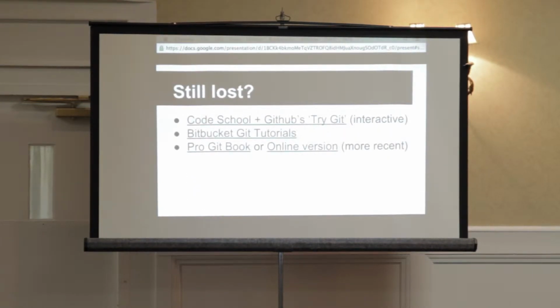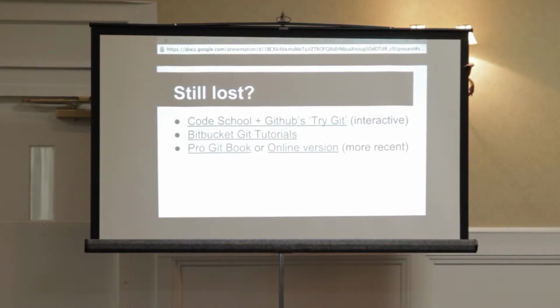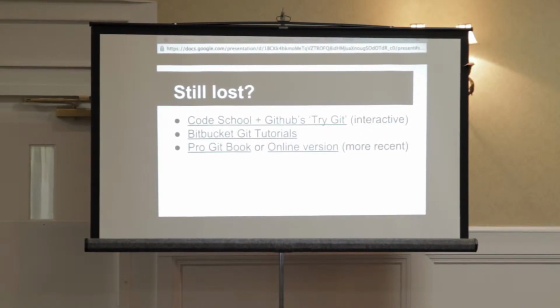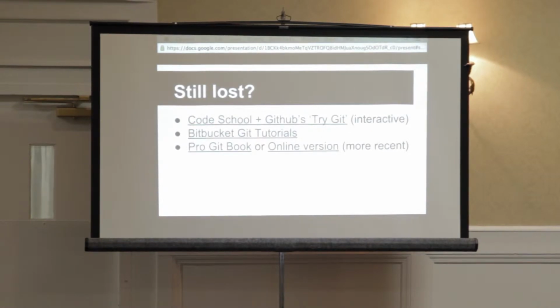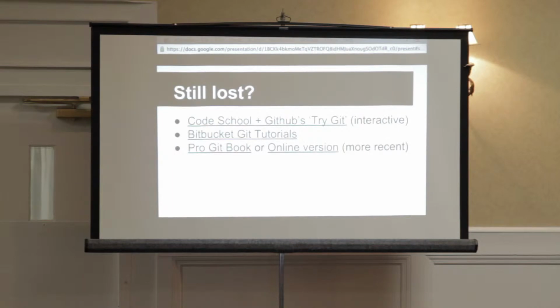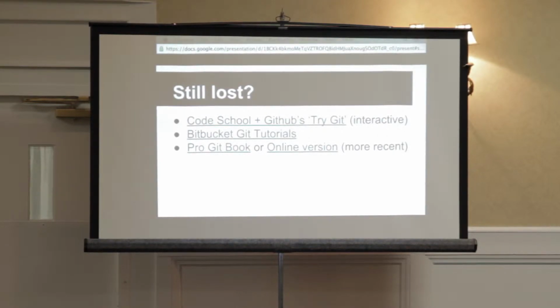So if you're not familiar with Git, that's okay. There's a lot of good materials out there to help you learn. GitHub and Code School actually has an interactive tutorial that you can go through. It's a virtual shell type environment. They walk you through the steps from git init to adding files, committing, working with remotes, everything you need to know. Bitbucket also has a few good tutorials. And then there's also the Pro Git book, which you can order, or there's an online version that's constantly updating. So that one's probably the better source between the two.